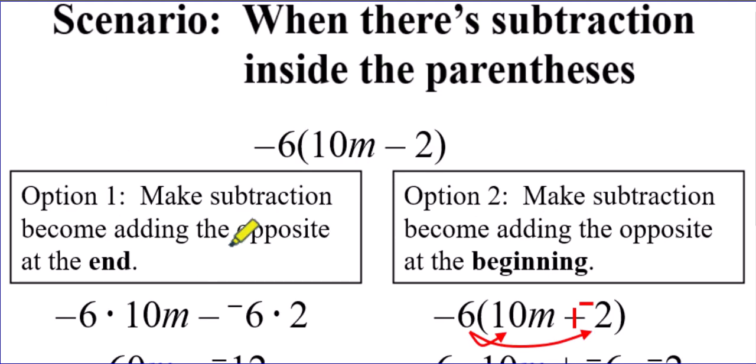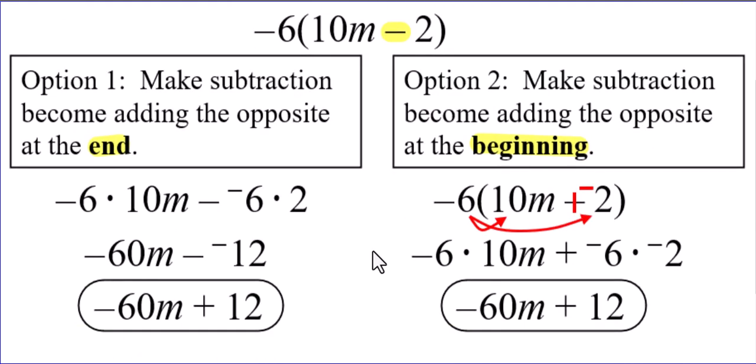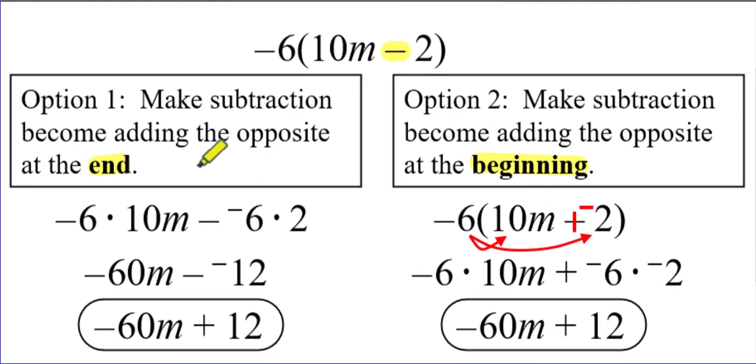Now, here's another scenario to think about. When there's subtraction inside of the parentheses and you have a negative multiplier, what do you do? Well, you got 2 options. You can either make subtraction become adding the opposite at the end, or you can make subtraction become adding the opposite at the very beginning. I personally don't care which way you do it. If you do it at the end, here's what it's going to look like.